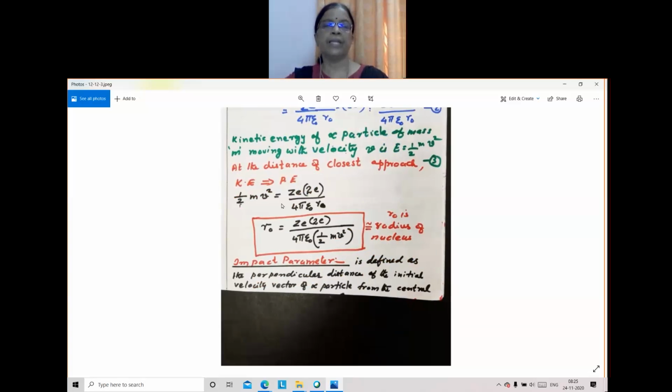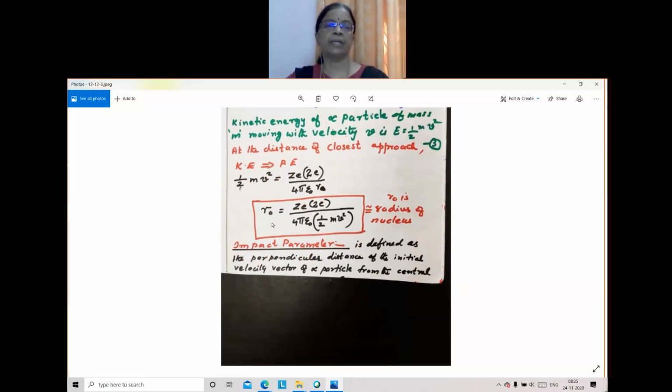So we can equate them: half mv square equals Ze into 2e by 4 pi epsilon 0 R0. From that we can calculate R0. So R0 is Ze into 2e by 4 pi epsilon 0 into half mv square. R0 is the radius of the nucleus.